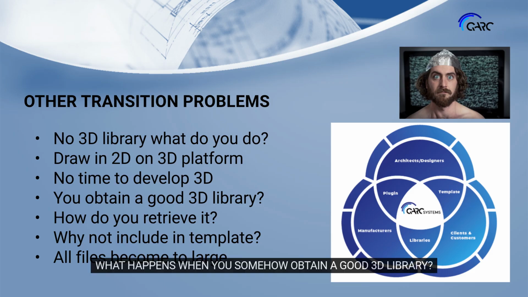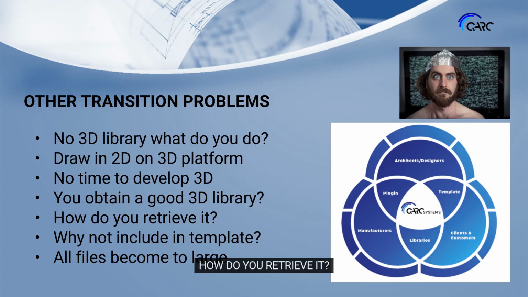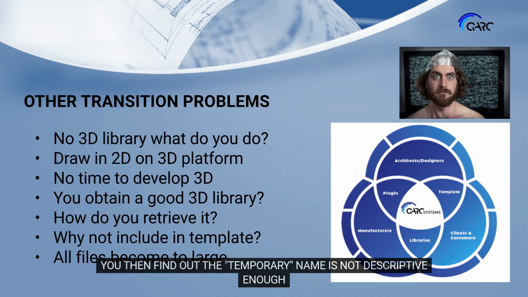What happens when you somehow obtain a good 3D library? How do you retrieve it? Even if you had a good family tree, you then find out the temporary name is not descriptive enough, so it takes ages to find what you are looking for.